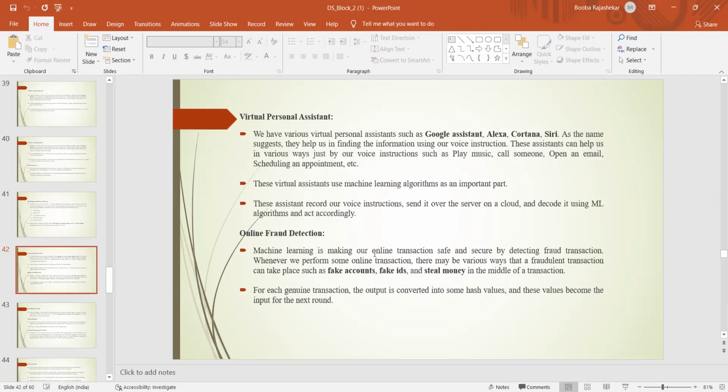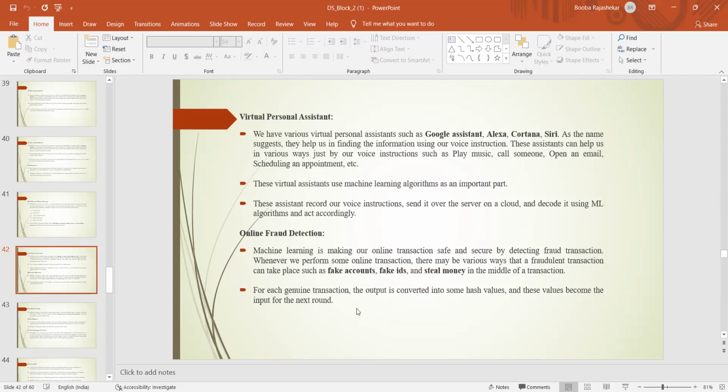Virtual personal assistants. We have various virtual personal assistants such as Google Assistant, Alexa, Cortana, and Siri. They help us find information from our voice instructions. These assistants can help in various ways: play music, call someone, open email, schedule appointments. These virtual assistants use machine learning algorithms as an important part. The assistant records our instructions, sends them over the cloud, and decodes them with the ML algorithm.